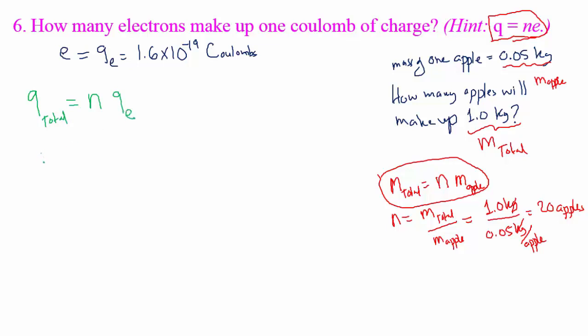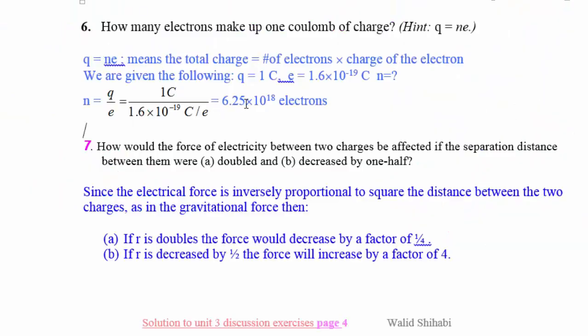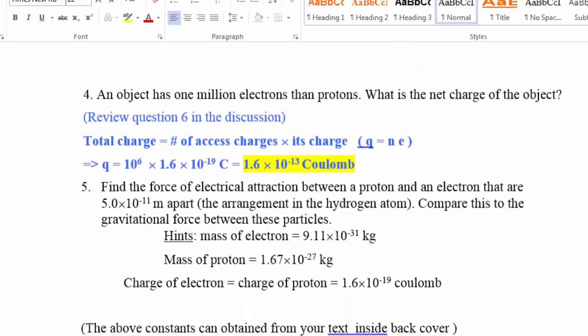So to solve for the number of electrons, we divide the total charge, which is 1 coulomb, that's the total charge, divided by the charge of 1 electron, which is 1.6 times 10 to the negative 19 coulomb per 1 electron. And now if you carry out the calculations, as you see here, the answer will come out to be 6.25 times 10 to the power 18 electrons.